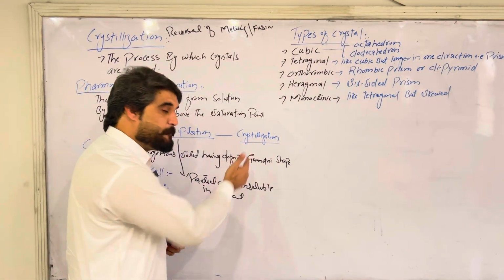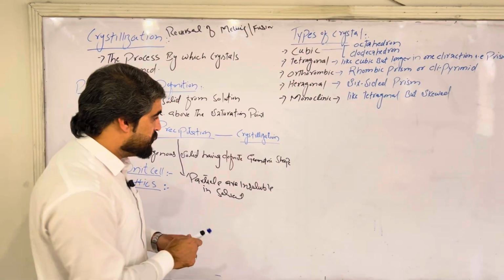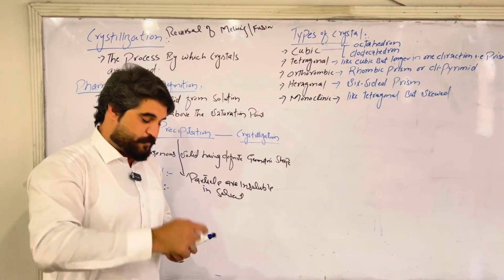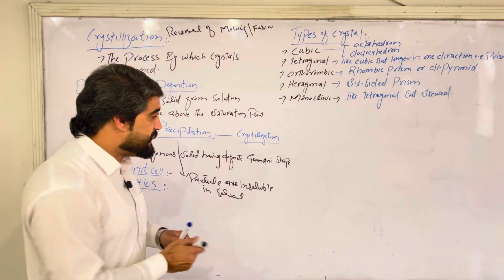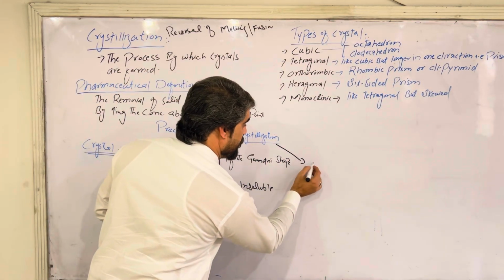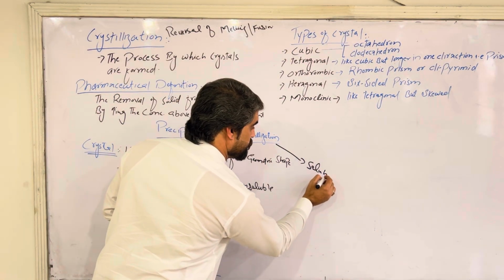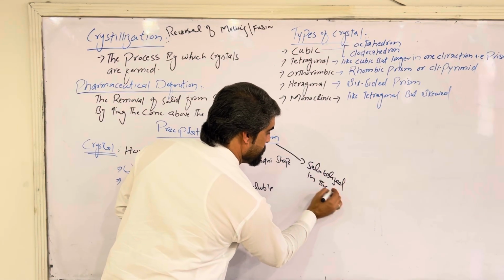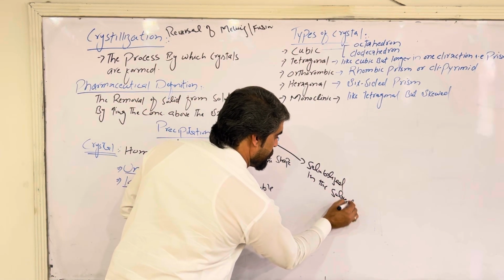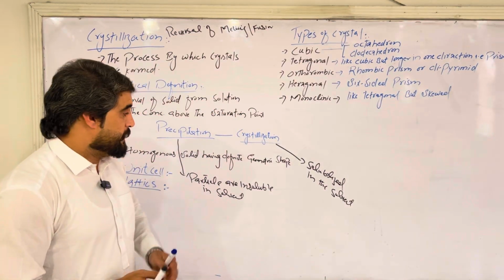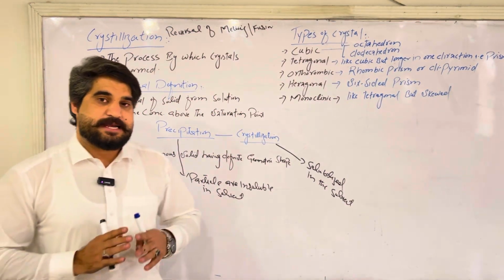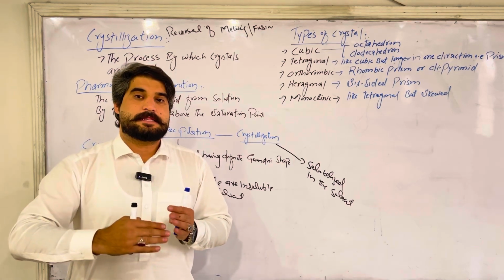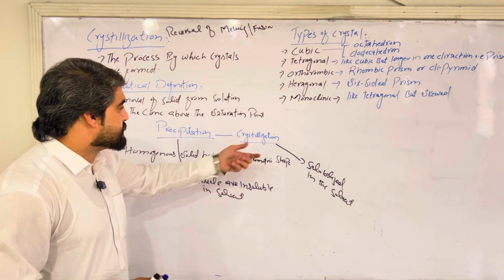While what happened in the process of crystallization, the particle which is to be separated out in the form of crystal is actually solubilized in the solvent. That's why we say that the process of precipitation is different than that of the crystallization.